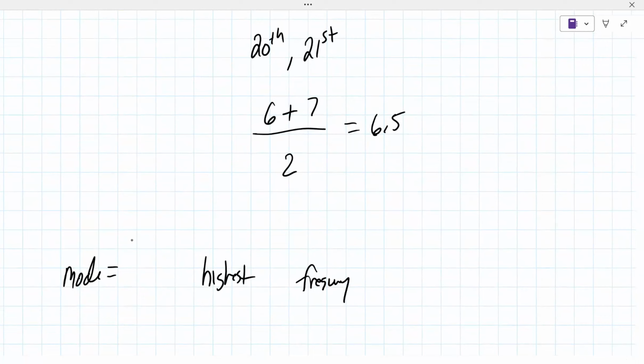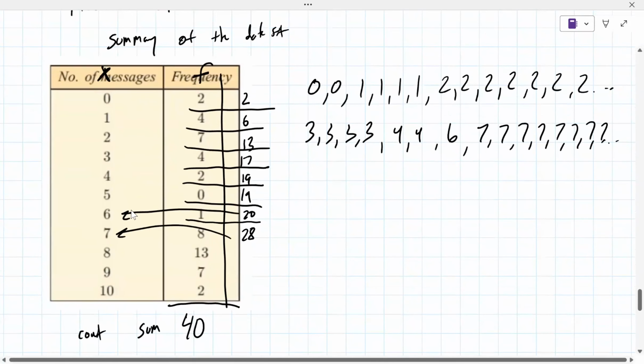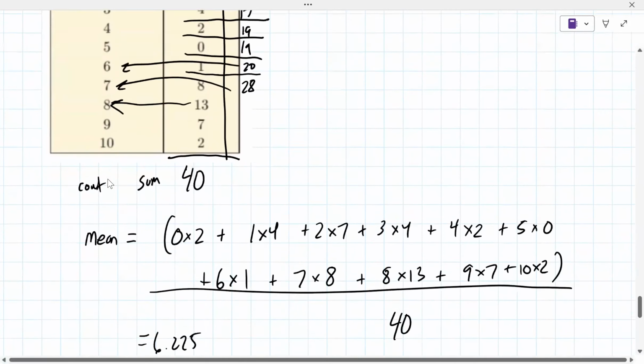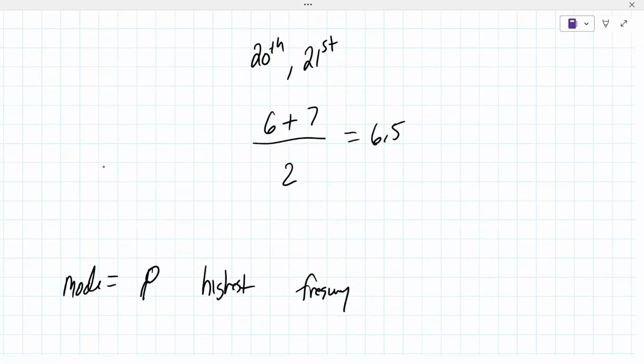Highest frequency. So then, the highest frequency was... would you mind scrolling up for me, please, for that one? Yeah, sure. Sorry about that. Oh good. That would have to be 8. Number of messages would be 8. Yes. And that happened 13 times. So I guess we'd say 13.